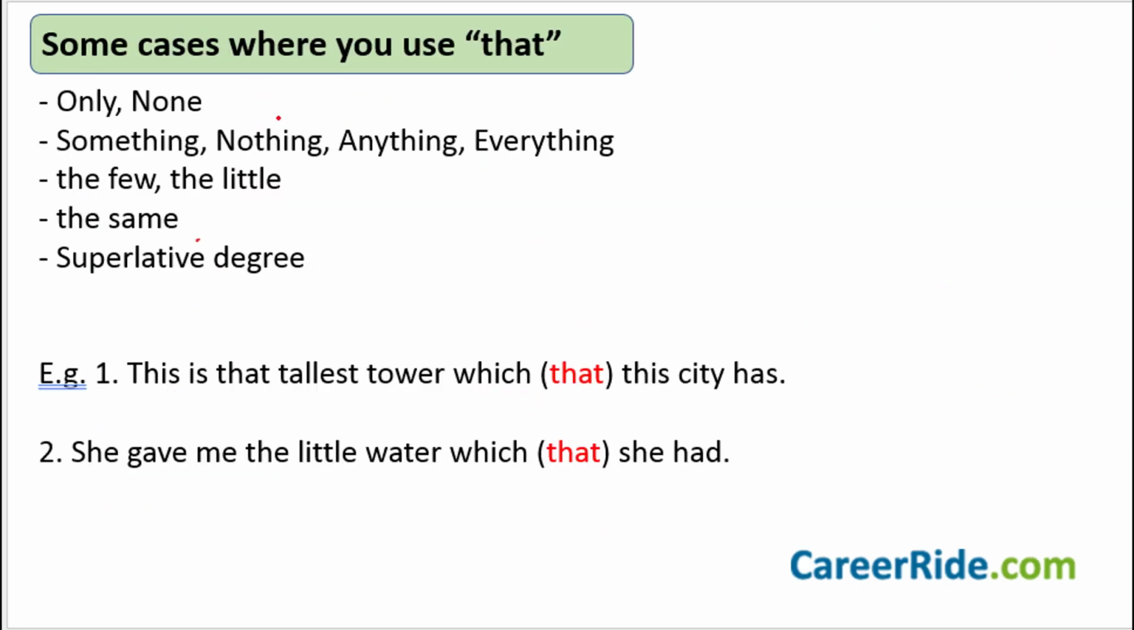Now, one more relative pronoun that is really important from the point of view of your entrance exams and placement tests is that. This relative pronoun that can be used for living things and for non-living things also. And there are certain cases where you have to use only that. You cannot use which, who, whom. These are the cases I have listed for you here. When you have only, none, something, nothing, the few, the little, the same, or any superlative degree in the sentence, then you use the relative pronoun that.